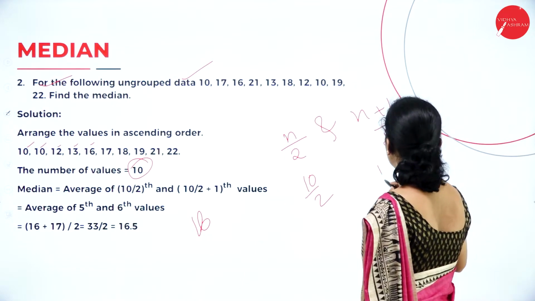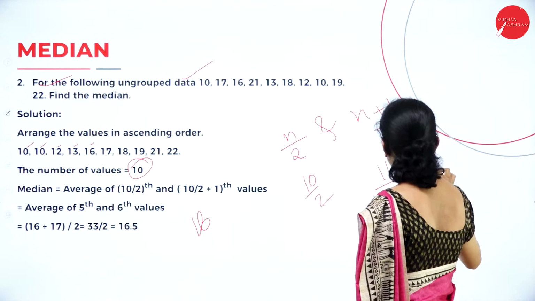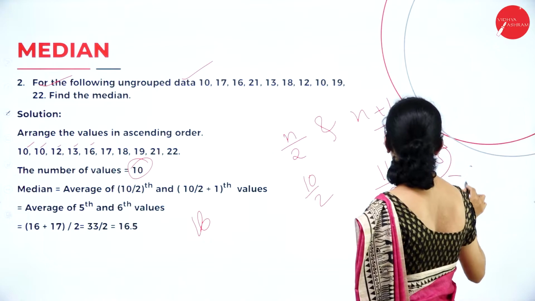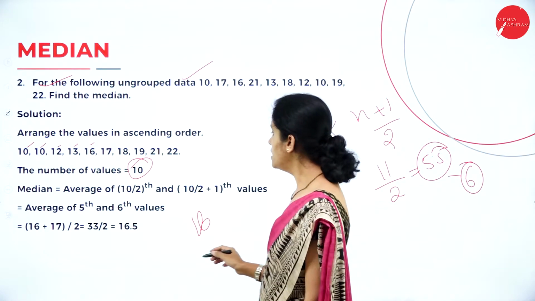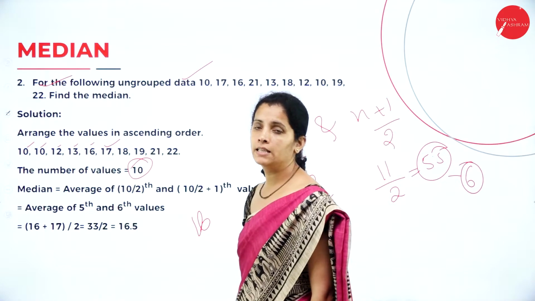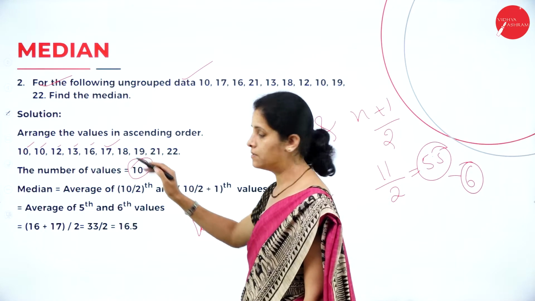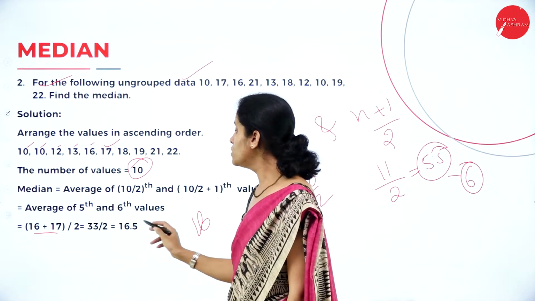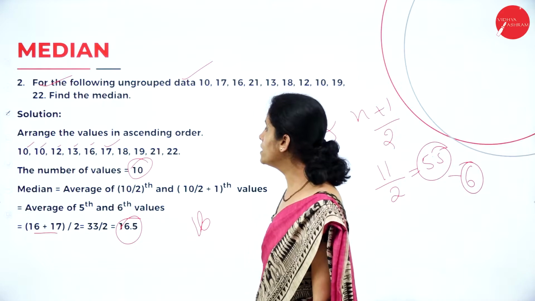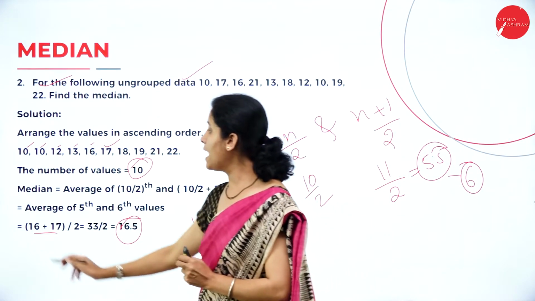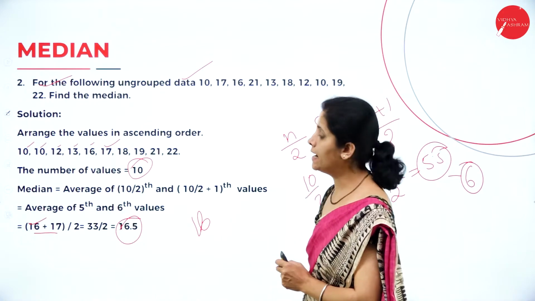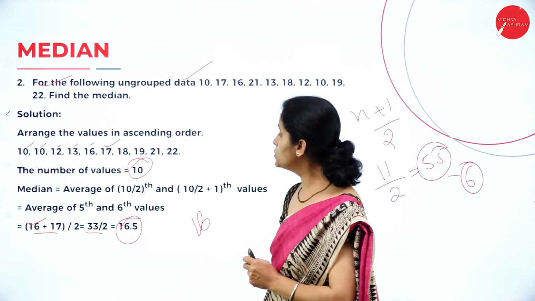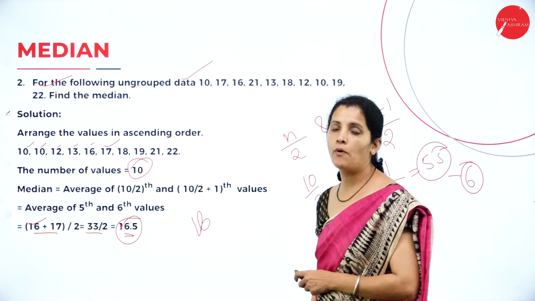And if I consider 11 by 2, it is 5.5. So I make it a round figure, 6. So here 17 is present at location 6. So I'm going to add 16 plus 17, by 2. So the answer is 16.5. So dear student, I have 16 and I have 17, and when I add, I get 33 by 2. So the answer here is 16.5.